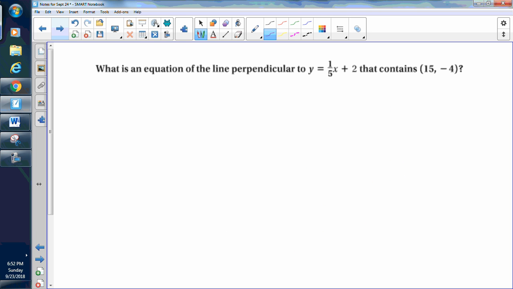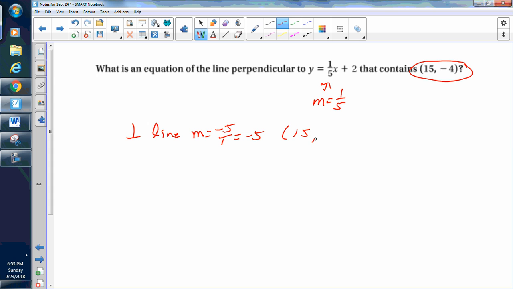What is an equation of the line perpendicular to y equals 1/5 x plus 2? And that line has to contain this point. Well, in the line that's given to us, the slope of that line is 1/5. So for our perpendicular line, the slope has to equal negative 5 over 1, or just simply negative 5. Our point we have to go through is 15, negative 4.